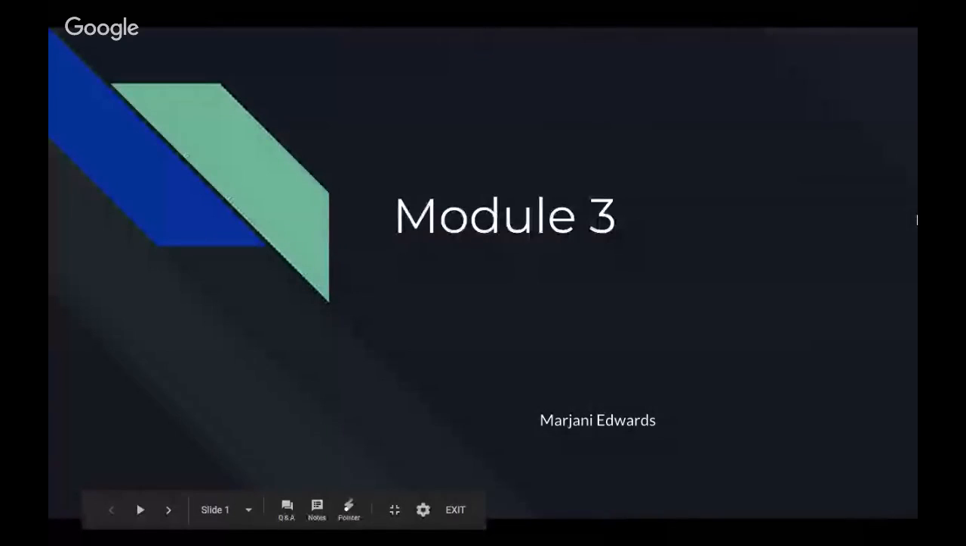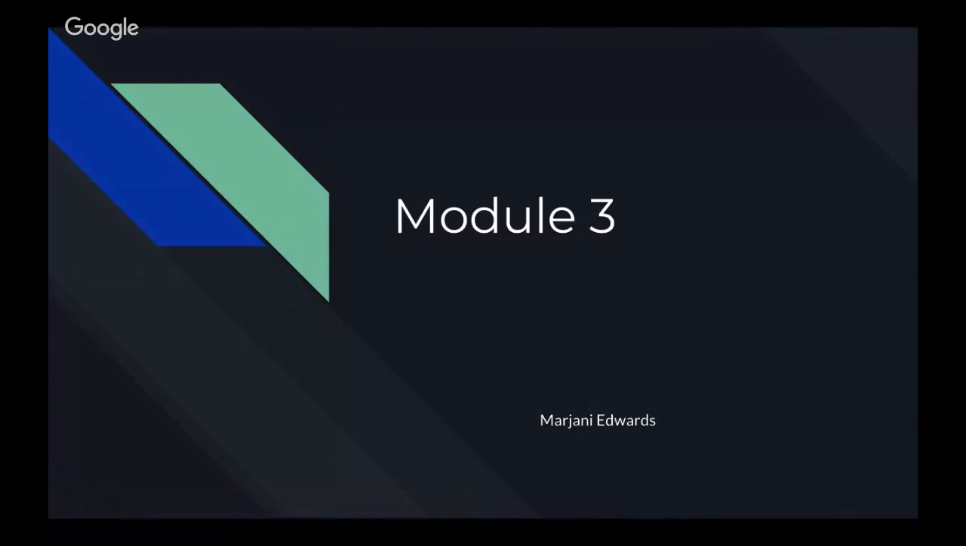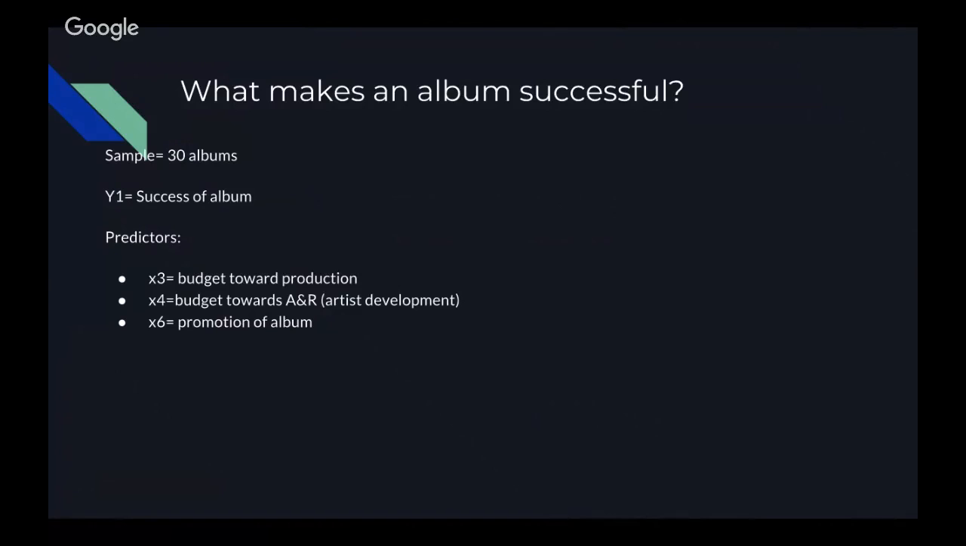This is my presentation for Module 3, where we're looking at the general linear model. We're looking specifically first at what makes an album successful. Our sample is of 30 albums, and we're looking at the success of an album.